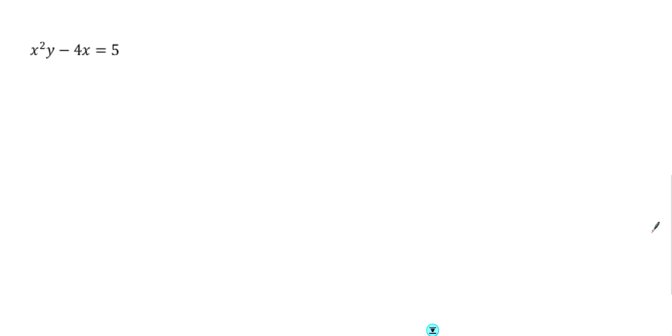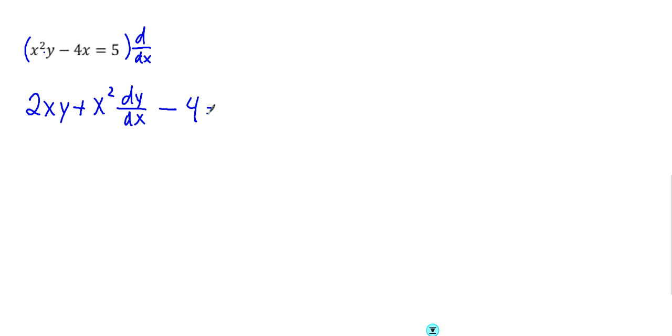Okay, so let's try this one. Same kind of thing. Okay, so the first thing you have to do is start with the first derivative. So we take the derivative with respect to x. And here we have product rule going on. So we're going to get 2xy plus x squared dy over dx minus 4 equals 0. Okay?